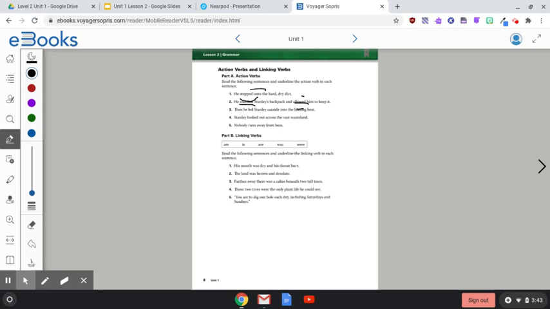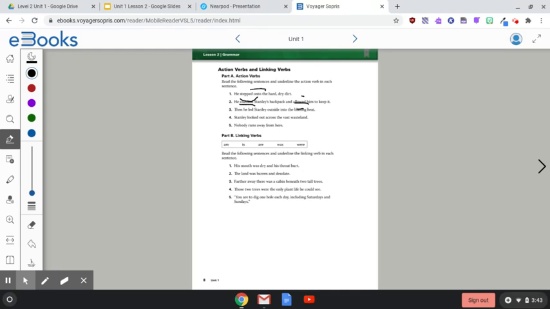Let's look at some sentences taken from the text and identify the linking verbs. Look at Part B on page 8. Read the following sentences and underline the linking verb in each sentence. Listen as I read the first sentence. His mouth was dry and his throat hurt.